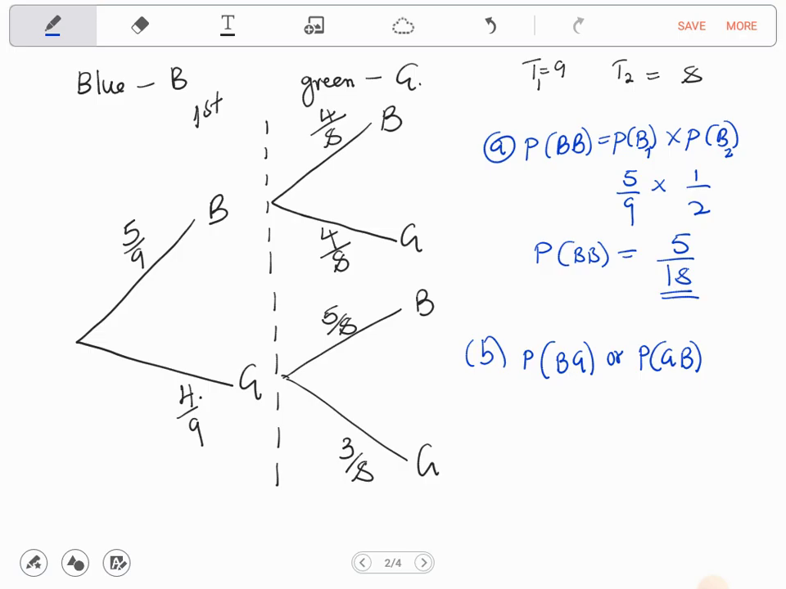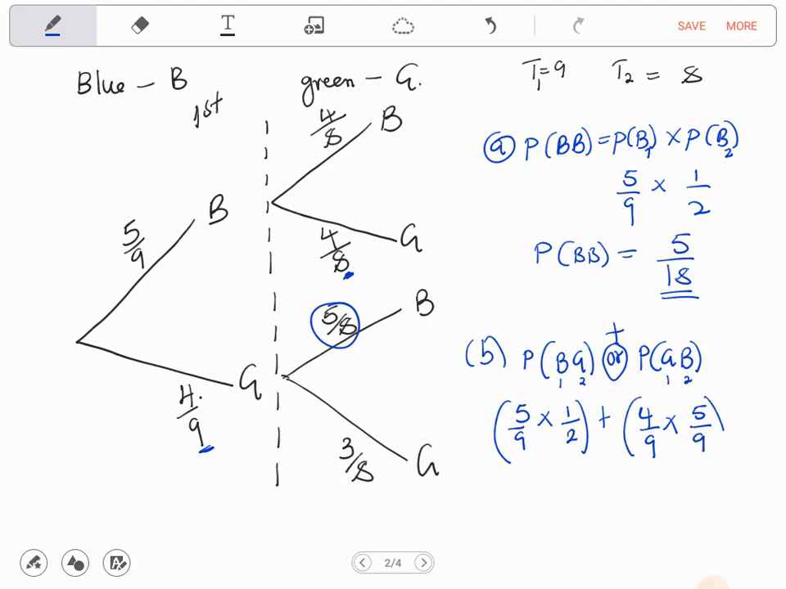So when we say P(BG), this one's coming from first selection, second. But what is the word or doing here? It means we add those probabilities. So probability of blue first is 5 over 9 multiplied by green second, which is just half, plus green first is here, 4 over 9, blue second is here, 5 over 8. Let's now multiply.